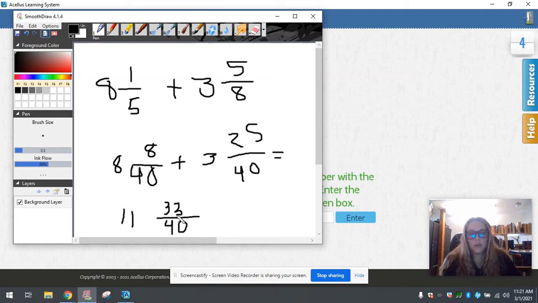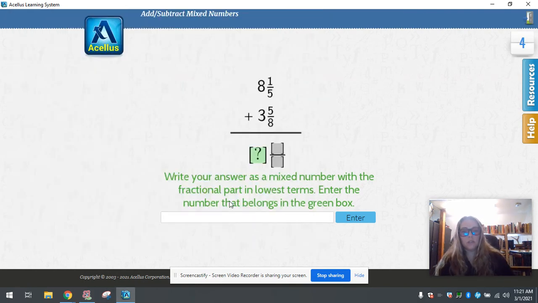We don't have both even numbers. We don't have two numbers that can be divided by 3. We don't have numbers that end in 0 or 5. So I run through some of the divisibility tests I know, and I know that 33 over 40 cannot be reduced. So this is my answer, 11 and 33/40.